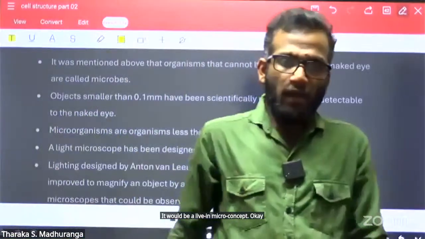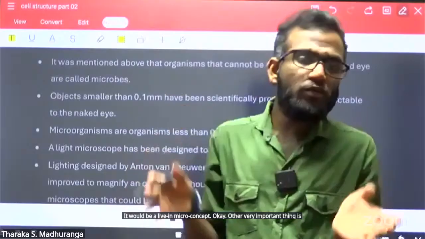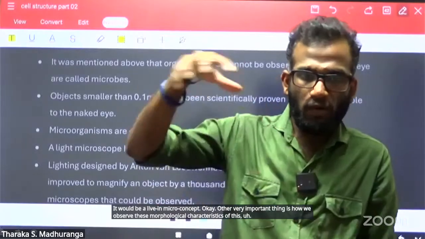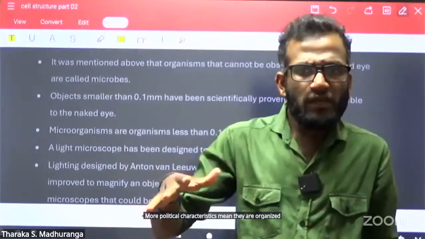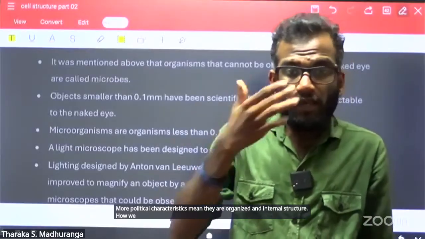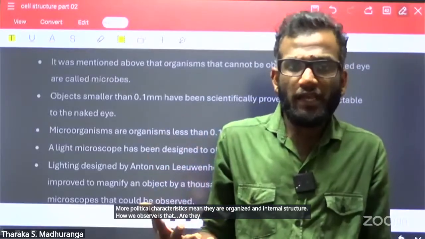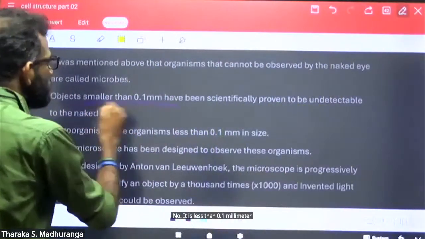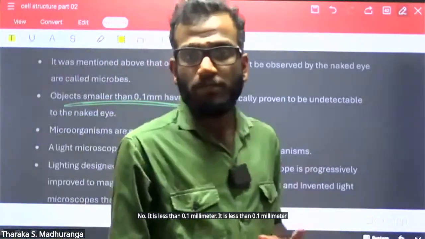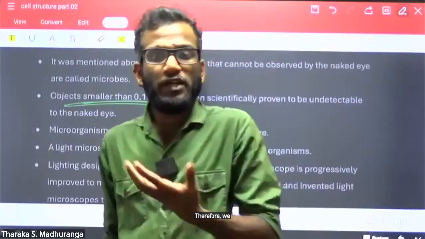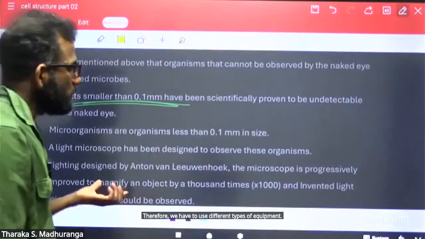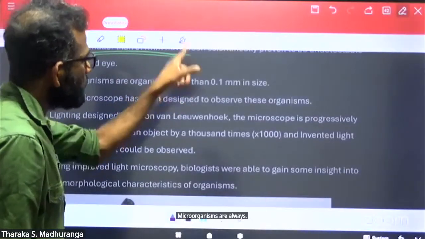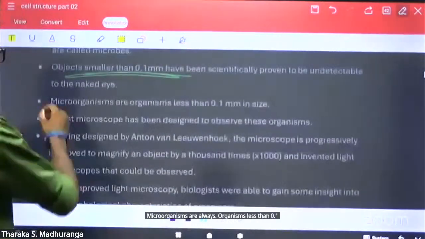Another very important thing is how we observe these morphological characteristics, meaning their organelles and internal structure. Are they observable with our naked eye? No. They are less than 0.1 millimeter. Therefore, we can't observe them, so we have to use different types of equipment. Microorganisms are always organisms less than 0.1 millimeter in size. Remember, you need to remember this.